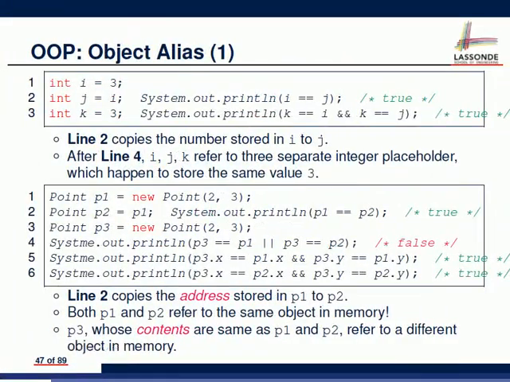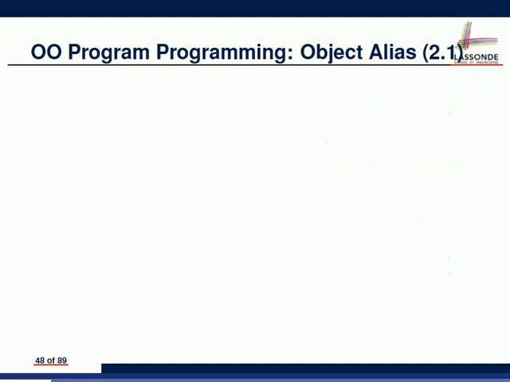Okay, so we talked about object aliasing last time. Object aliasing is really about the addresses for the reference variables. We talked about definitions and some small examples last time. So let's do some case studies. Now let's consider two examples.